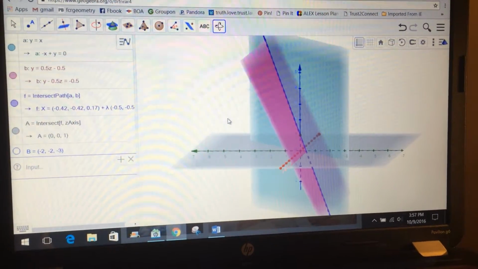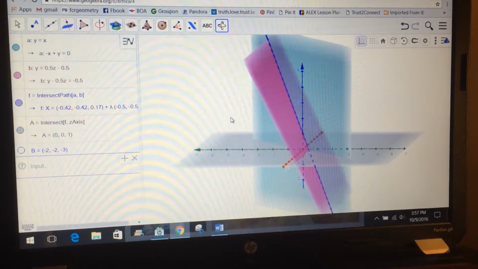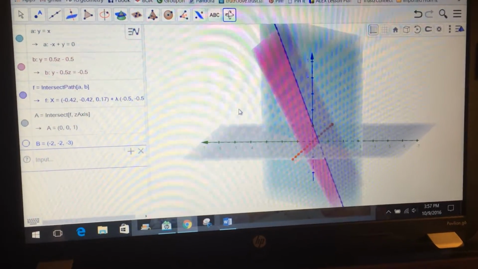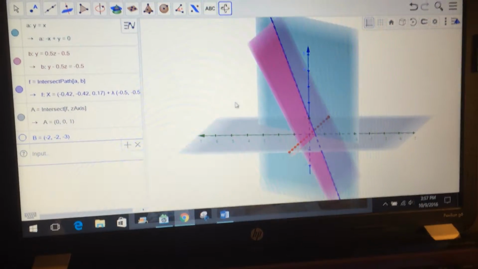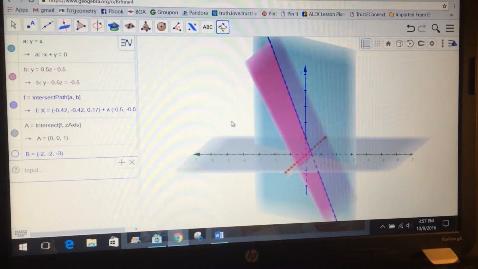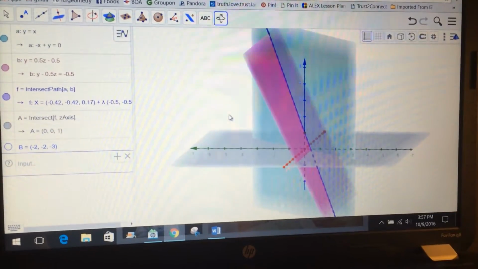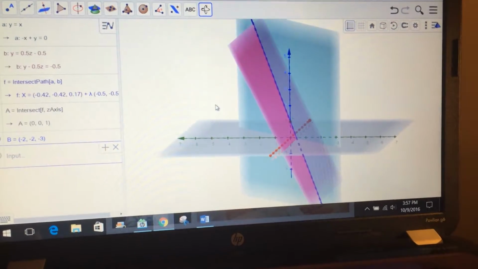This video is to address task number 9 in week number 5. And in task number 9, we are asked to determine the general form for any point on line B from the previous problem, which was task number 8, in terms of just the variable x.